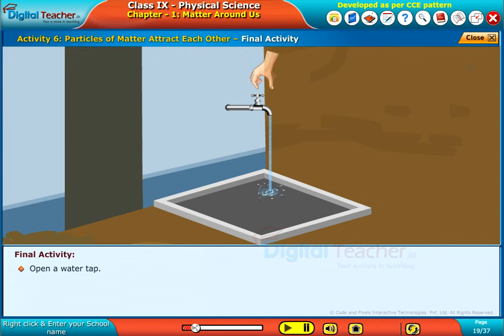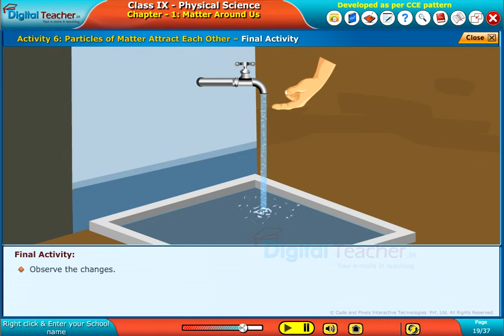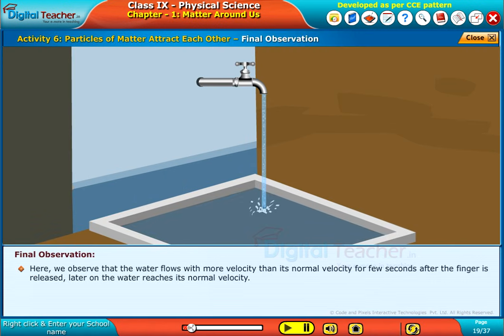Open a water tap. Allow the water to reach the ground. Now try to break the stream of water with finger. Release the finger after few minutes. Observe the changes. Here, we observe that the water flows with more velocity than its normal velocity for few seconds after the finger is released. Later on, the water reaches its normal velocity.